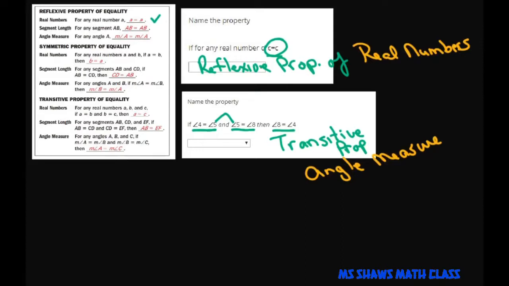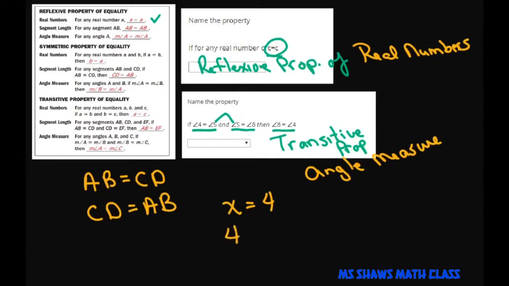All right, and the commutative property, is that on there? The symmetric property would be if AB equals CD, then CD equals AB. And that one's pretty easy, but that's your symmetric one. So if you have something like X equals 4, you could also write 4 equals X. And that would be your symmetric property, because you're just switching it around.